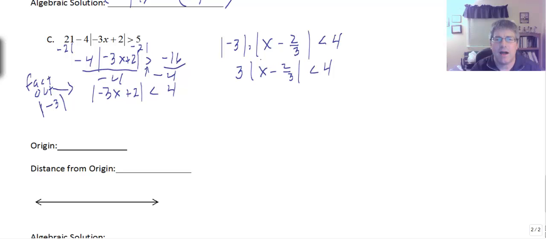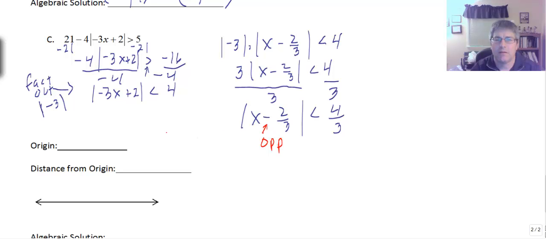Now I have to divide by 3 because I don't have everything stripped away. So I have the absolute value of x minus 2/3 is less than 4/3. Now, finally, I'm in standard form. So my origin is the opposite of what I'm looking at here. So my origin is a positive 2/3. And my distance from the origin is less than 4/3. And again, just a reminder, it's really important that you've got that inequality symbol there.